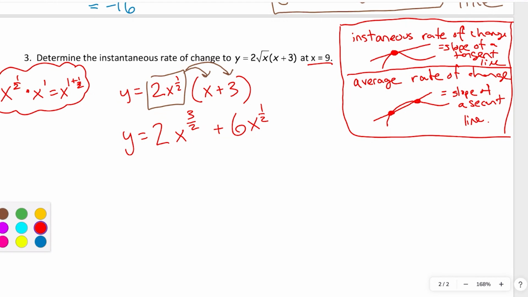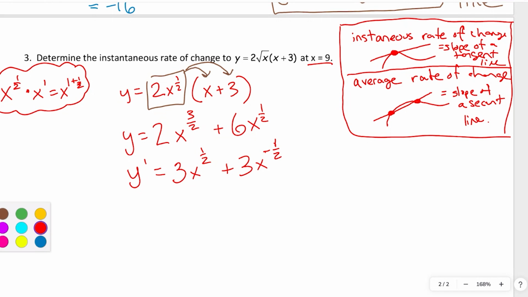All right, now I can find the derivative by using the power rule. 3/2 times 2 is just going to be 3. If I subtract 1 here, 3/2 minus 1 is going to be 1/2. And then 6 times 1/2, half of 6 is 3. Then subtracting 1 from the exponent, it's going to be negative 1/2.